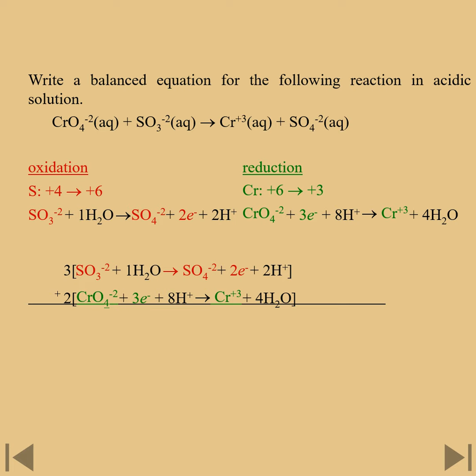And then I have 3 sulfites, 3 waters, 2 chromates, and 16 hydrogen ions on the left, 3 sulfates, 6 hydrogen ions, 2 chromium 3 ions, and 8 waters on the right. And I had waters and hydrogens on both sides, so I reduced them by the smaller number. So I subtracted 3 waters from the left and the right, so no more waters on the left, and we're now down to 5 waters on the right.